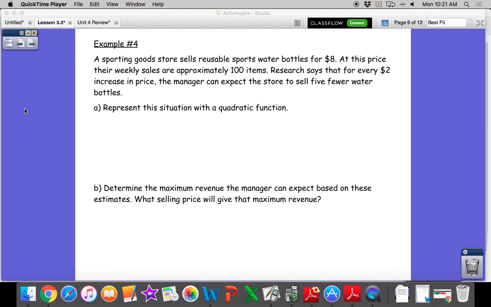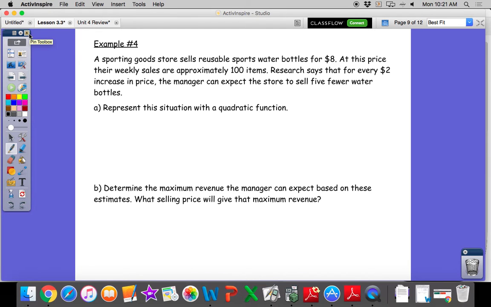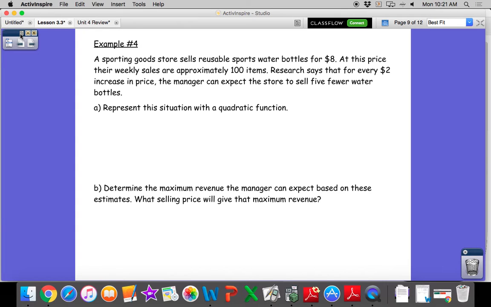So this is a revenue question. We're trying to make money. So revenue is always going to equal the cost of your item times how many items you sell. Okay, so the cost of the item and the number of items you sold will give you your revenue, how much money you're going to take in at this store.